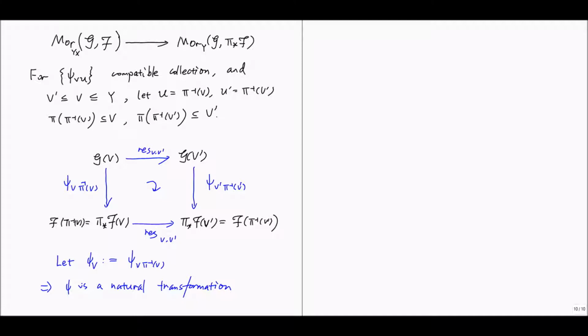For this map, which we denoted delta, will be the map sending psi sub VU to psi we get from here. Psi sub V is psi sub V pi inverse of V from this compatible collection. And now we need to verify that this delta is really an inverse to gamma we defined above.